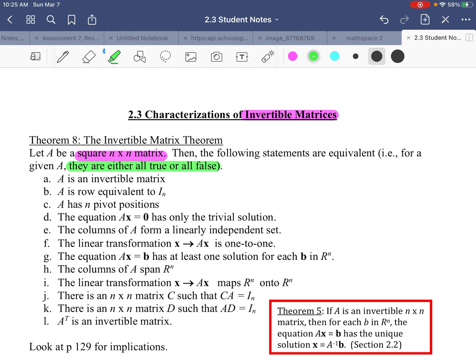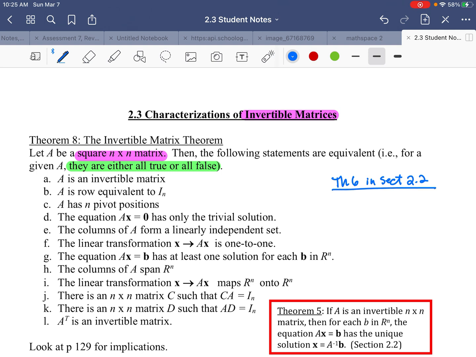There are a couple of theorems also to note from section 2.2. There's this theorem here in red. If A is invertible, then for each B in Rn, so for each vector in R3 if you're doing a 3 by 3, the equation AX = B has a unique solution, and that would be the inverse times B would be the solution for X. That's how you solve for X. And there's another theorem in there that I'll talk about later, theorem 6 in section 2.2.